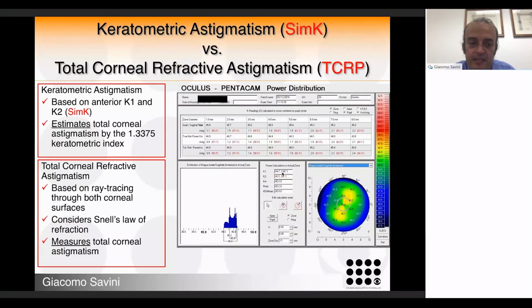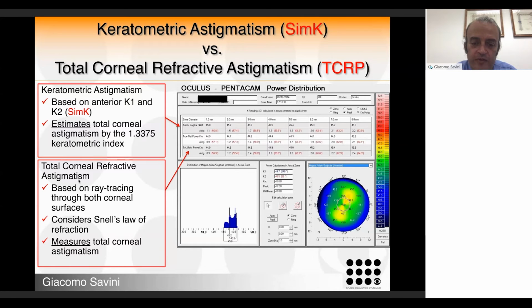We did several studies. You need to know that the Pentacam provides you with many options. The 2 options that, in my opinion, are the most interesting are K1 and K2, the standard Sim-K that uses just anterior corneal measurements and estimates the total corneal power by means of the keratometric index of 1.3375, and total corneal refractive power and astigmatism, which takes into account the measurements and not any estimation of anterior and posterior corneal curvature, and then makes a calculation through ray tracing of the real corneal power. And this is very useful for toric IOLs.